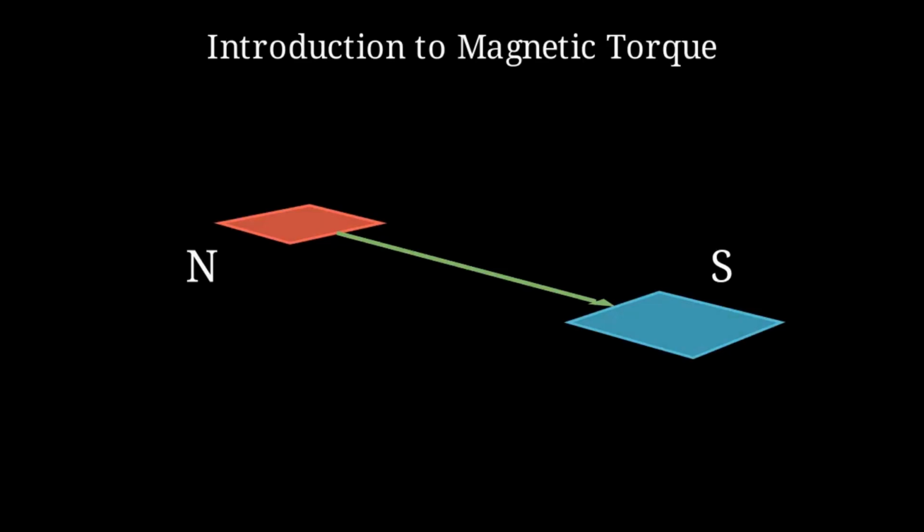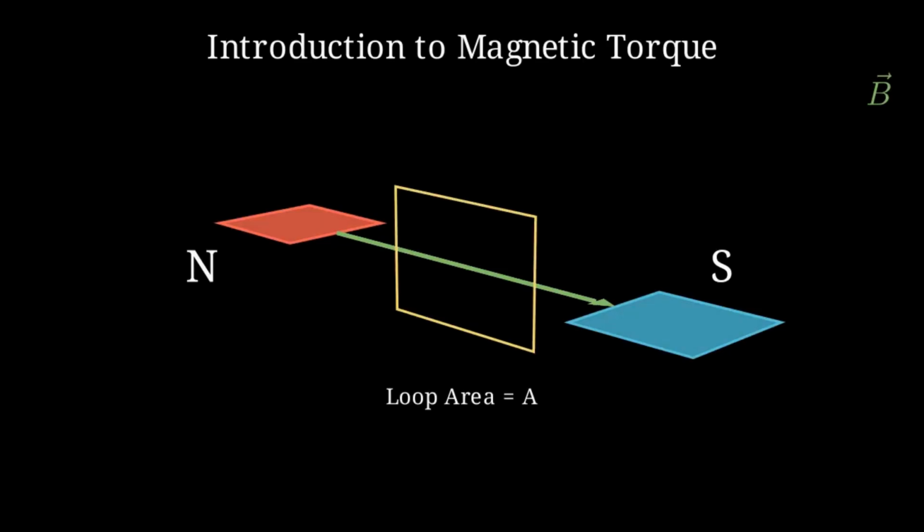When a current-carrying loop is placed in a uniform magnetic field, it experiences a torque that causes it to rotate. We will analyze this using a rectangular loop of area A placed within a field B. Let's define the current I flowing clockwise through the loop.